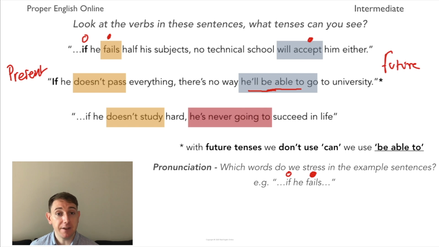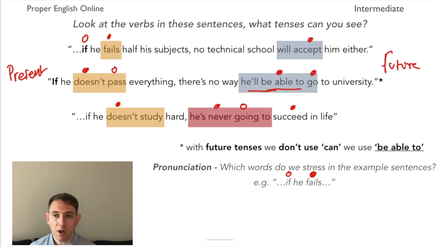No technical school will accept him. How about the next one? If he doesn't pass, so stressing doesn't pass everything. If he doesn't pass everything, small stress on pass, there's no way he'll be able to go to university. So again, there's no way he'll be able to. We stress able and go. And how about the last one? If he doesn't study hard, so we stress doesn't. If he doesn't study hard, he's never going to succeed. So here we're stressing never. And going to, I guess, not really. He's never going to. Maybe a small stress. Let's put a small one there.